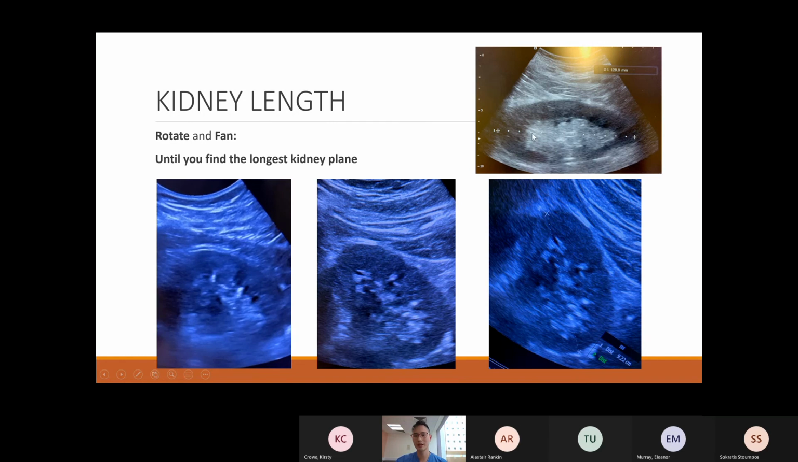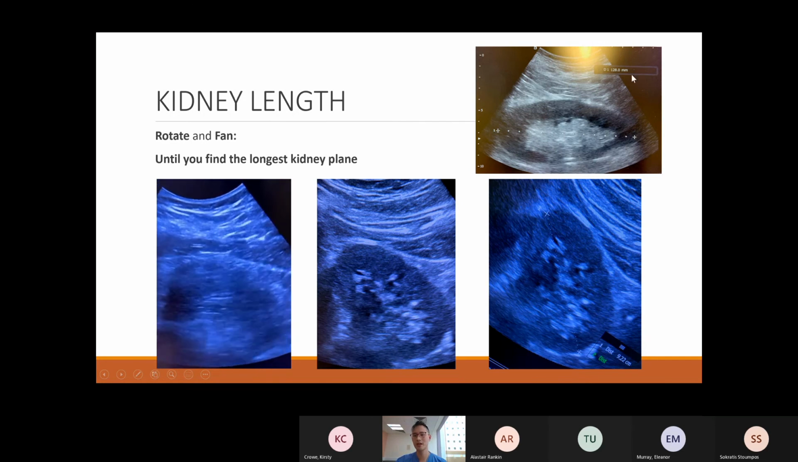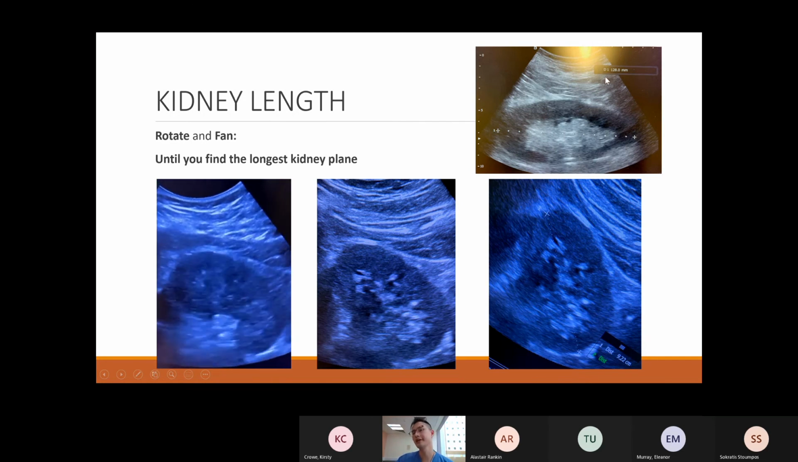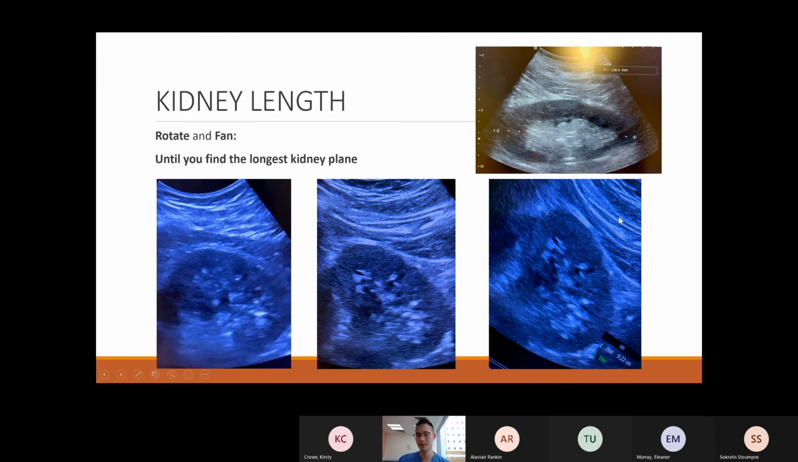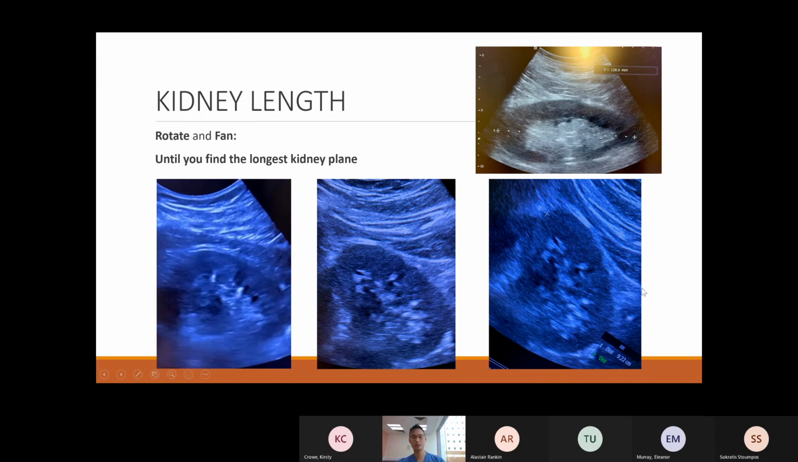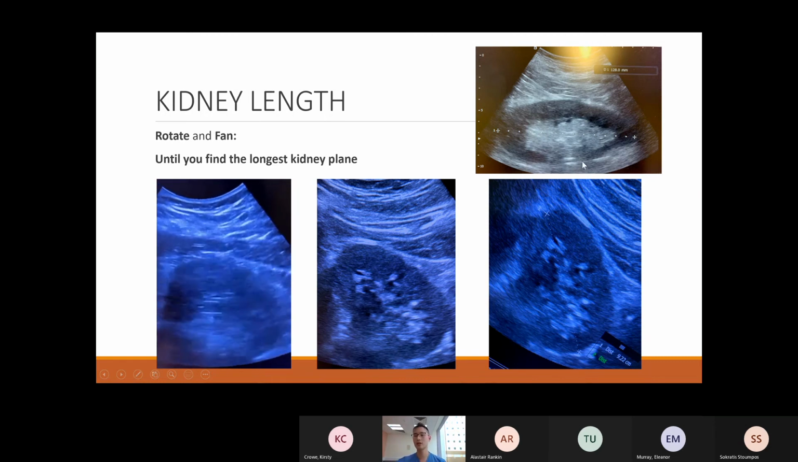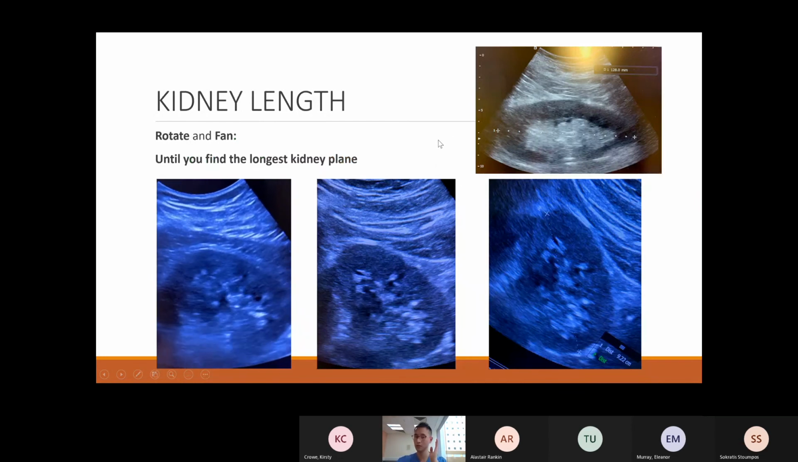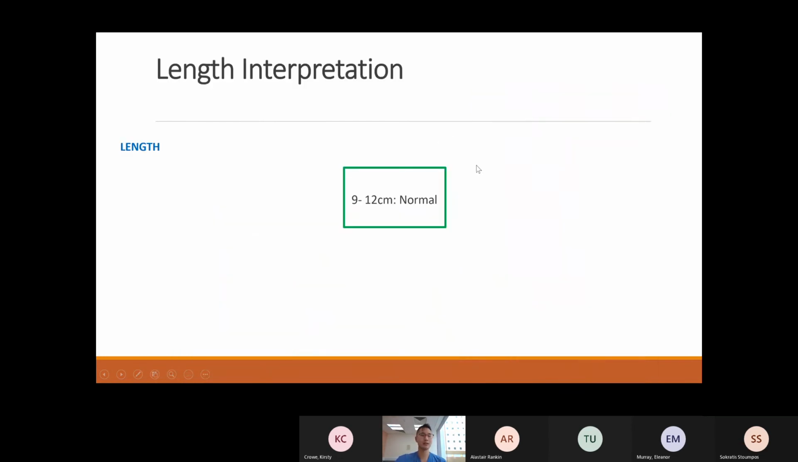Then I apply the measurement calipers, and there you see this patient's kidney is 12.8 centimeters. So you found the kidney length, and that's an important measurement. But what does it actually mean? A normal length is between 9 to 12 centimeters. That's a normal ballpark figure for a kidney length.